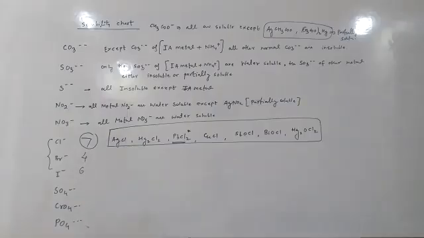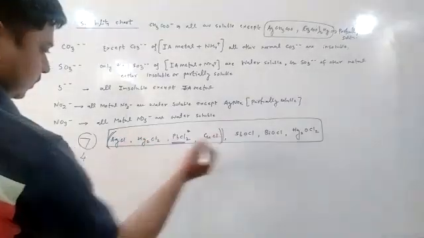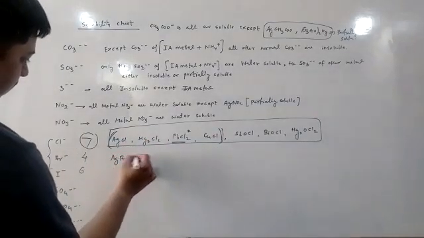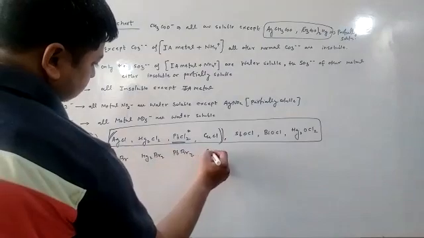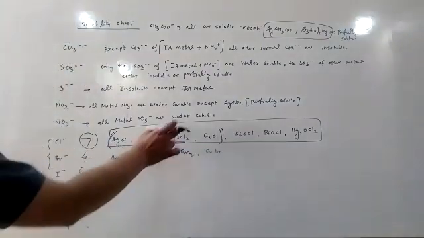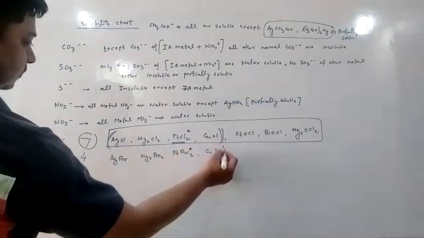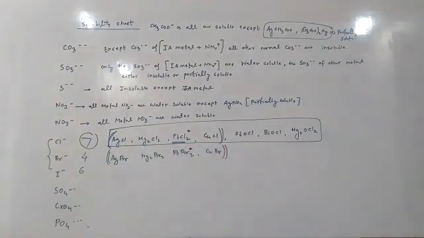Next, the same 4, copy paste: AgBr, Hg2Br2, PbBr2, and CuBr. So this is 4, and here the star mark. Understood? Silver, mercury 1, copper 1 bromides are insoluble. Lead bromide is sparingly soluble in cold, but more soluble in boiling water. All other bromides are soluble in water. Understood?